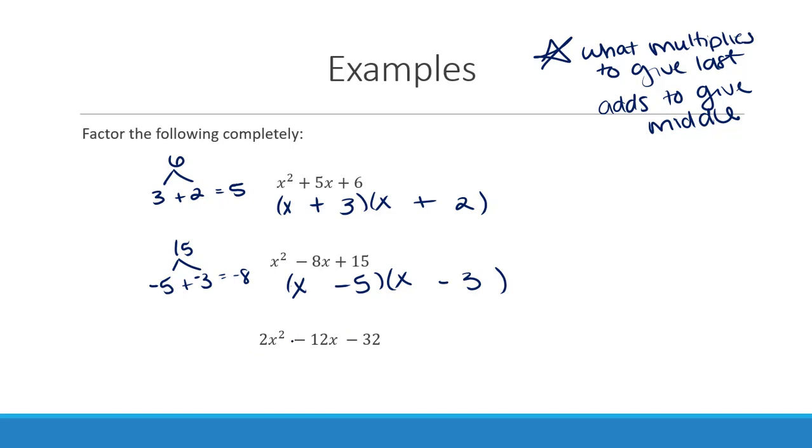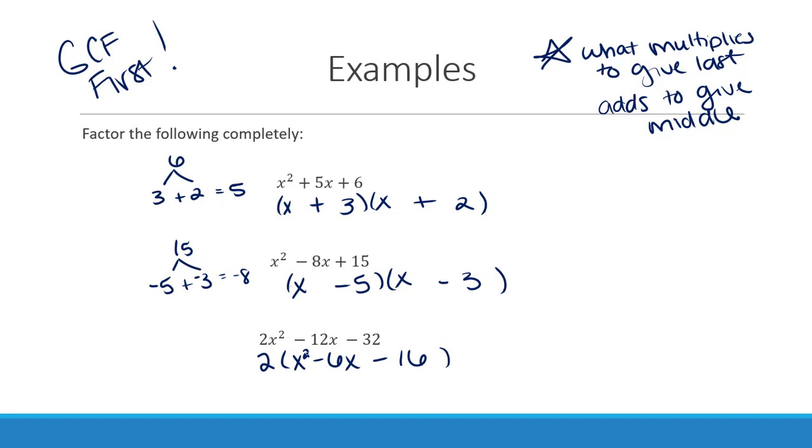Now be careful with this one. Is there a GCF of all three? Yes, there is. You always take out a GCF first. So keep in mind, GCF first. That should be your first question that you ask yourself. I can take out a 2 from all three of these. So that's going to be my first step. Remember, this is what we were doing at the very beginning. 2 times x squared gives you 2x squared. This is going to be minus 6x. And then 2 times 16 is what brings me back to 32.